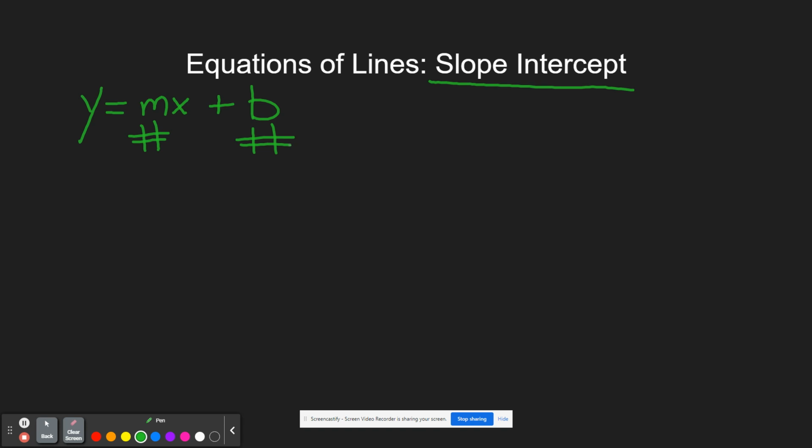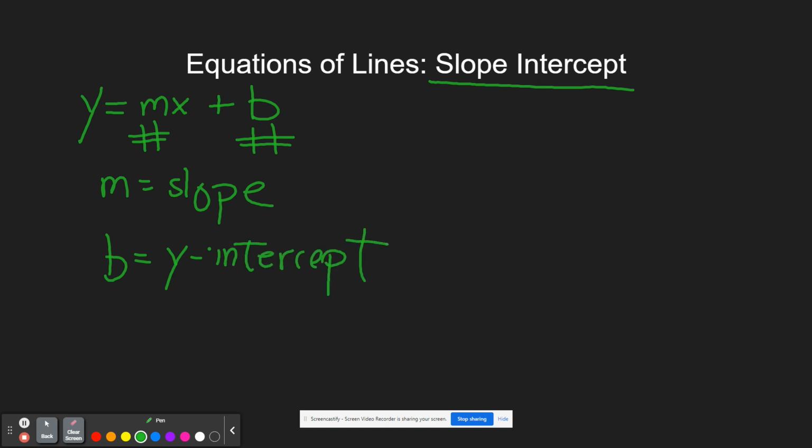A line is a set of infinitely many points, x and y, or x comma y. So what is m? M is our slope, like we said in a previous slide, and b is our y-intercept. So that's how we define a line. What makes lines different? Well, where do they begin? That's the y-intercept. And then in what direction do they increase or decrease?